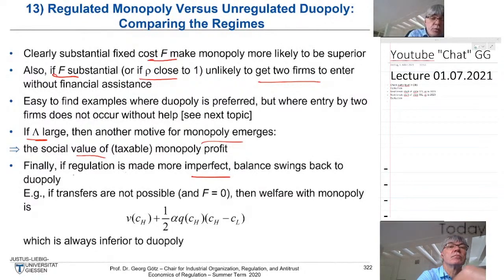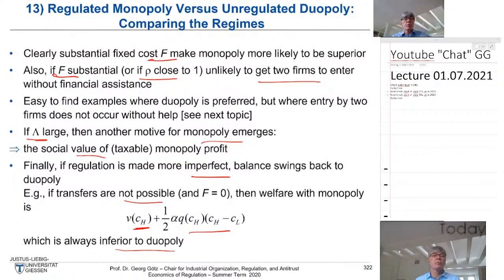And what is straightforward and hopefully clear: if transfers are not possible, welfare with the monopoly is always inferior to duopoly. Why is that? If transfers are not possible, you never get truthful revelation. So you never get, here you see only CH, you never get CL. And of course, that's always worse. Even though, suppose for alpha equal to 0, you don't mind the rent of the firm, you never get the other state. And with competition, you have at least some probability that you get the other state. Okay, that was our comparison.